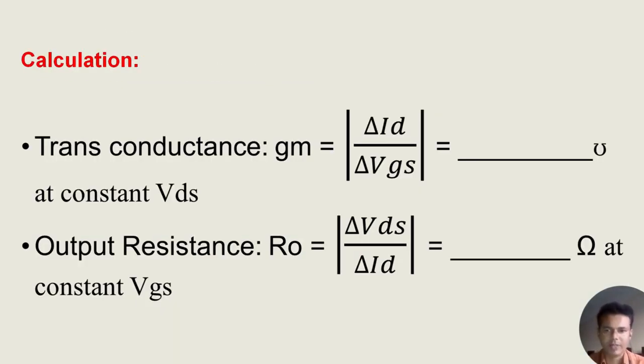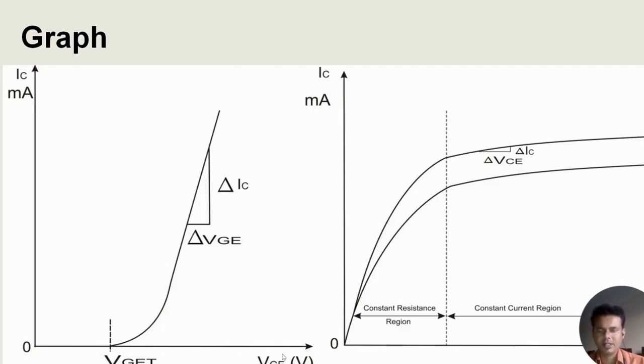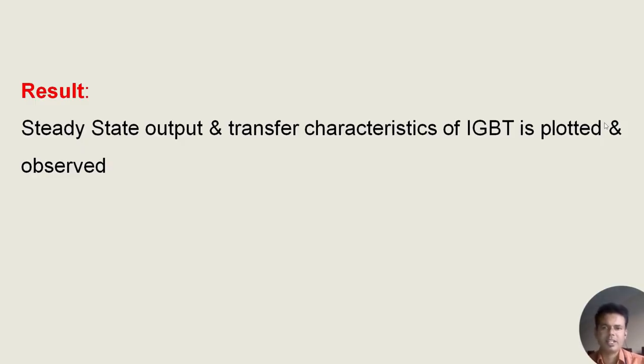When you go to the calculation, we need to find the transconductance at constant VDS, that is delta ID by delta VGS. For output resistance R0, at constant VGS, it is delta VDS divided by delta ID. This is the graph, with collector to emitter voltage on the x-axis and collector current in milliamperes on the y-axis. This is the threshold voltage VGE. For the output characteristics, we keep VG1 and VG2 at different voltage values and we get a plot like this. Result: the steady state output and transfer characteristics of the IGBT are plotted and observed.